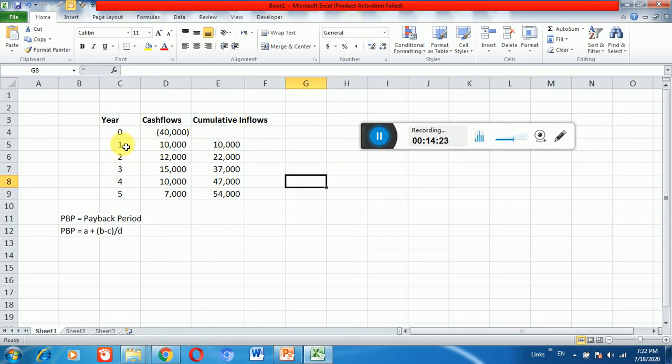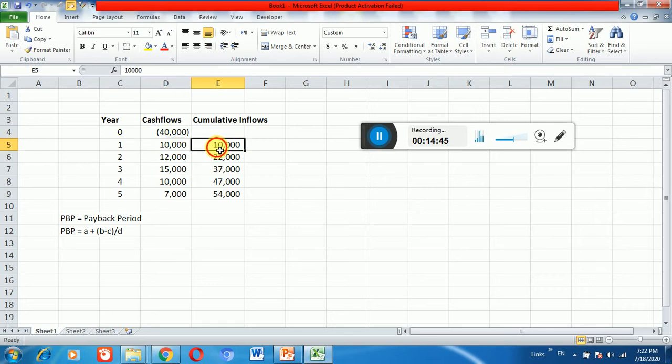In the first year, just look, how much total cash flow are you getting in the first year? That is 10,000. And in the second year, for the two years you are getting $22,000. In the third year you are getting 37,000, and the fourth year you are getting 47. So you have to compare each value with the initial cash outflow.